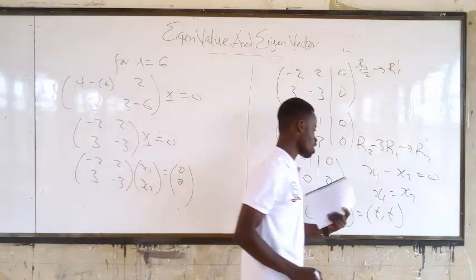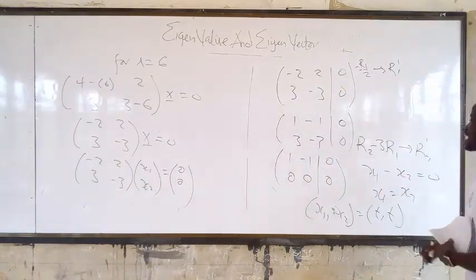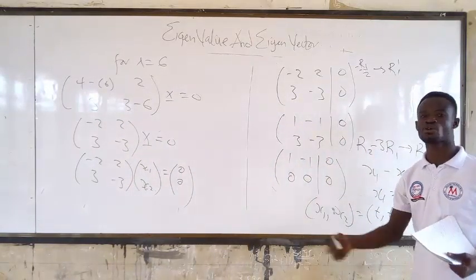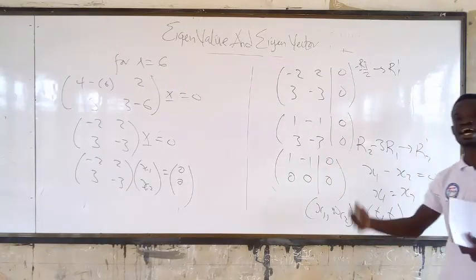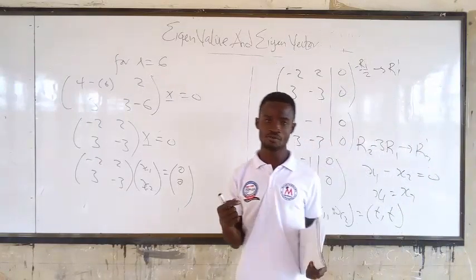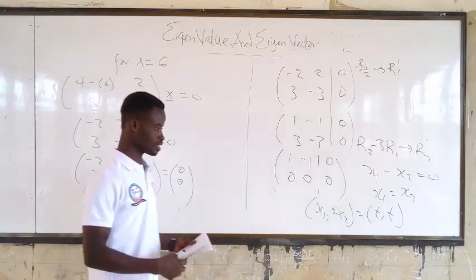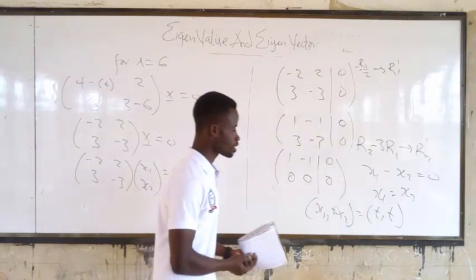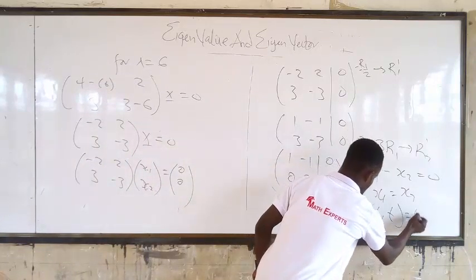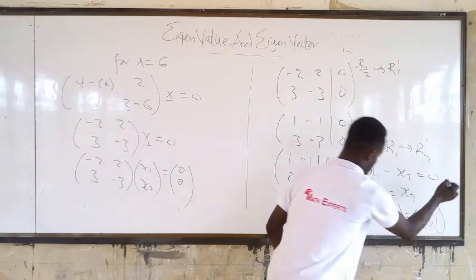Why t? Because we can see that there are infinitely many solutions, so we have to assign a parametric form for it. That's why we used t. Alright, so this can be written as t times (1, 1).